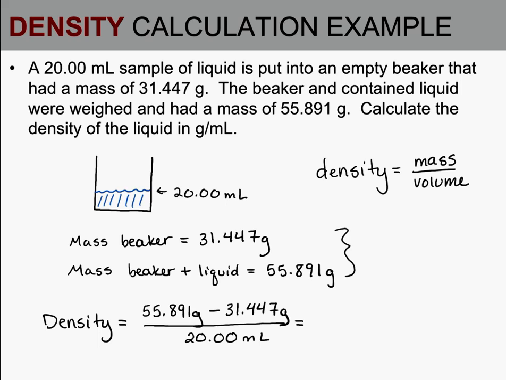Okay, so for the mass, you should have gotten a value of 24.444 grams. And then the volume stays the same. And when we plug that into a calculator, we should end up with 1.222, and then our units are grams per milliliter.